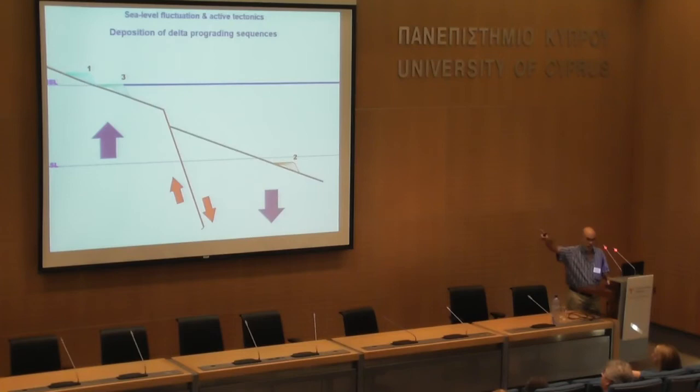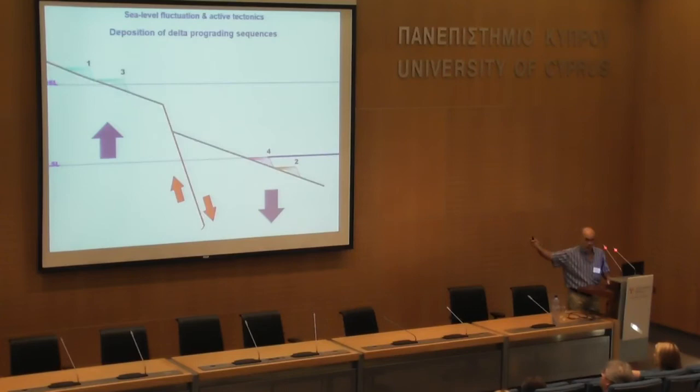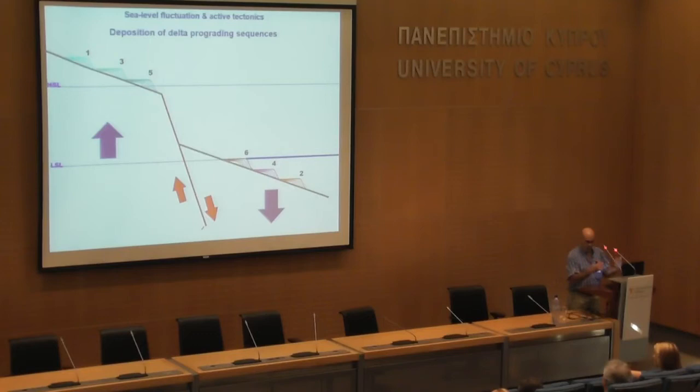And this is the same for the low stand terrace. The previous low stand terrace has subsided, so we have the new one formed on top of that, and so on, and so on. And this is how we arrive at this very nice staircase relief we find in areas which undergo uplift or subsidence. So keep this in mind, because the data confirm this model.